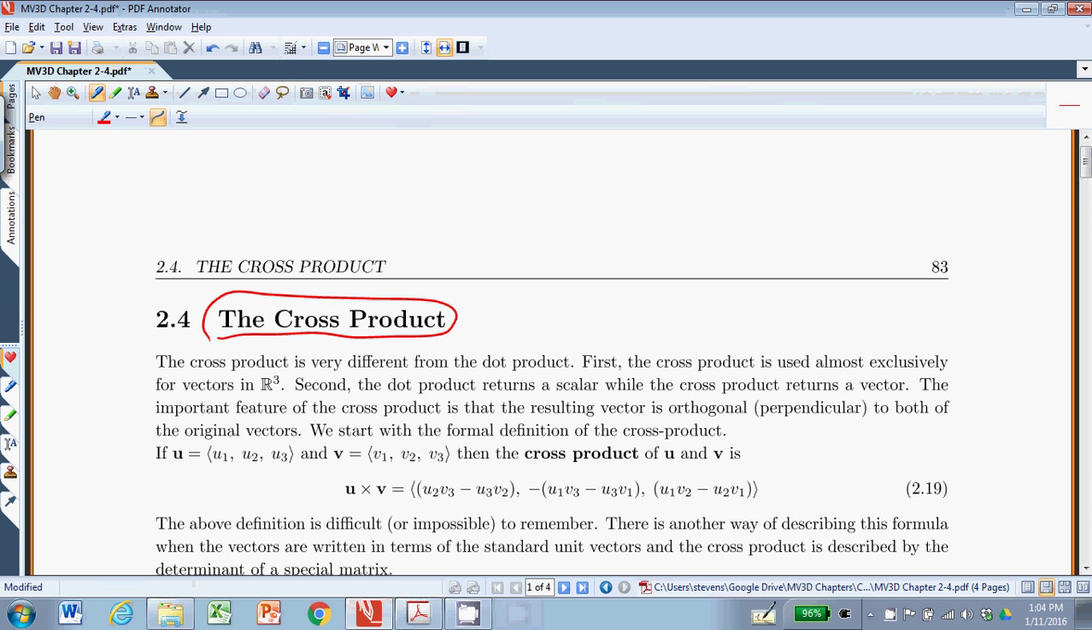If you recall, in Chapter 2.3, we did the dot product, a fantastic operation, allowed us to do a lot of trig without any trig. The cross product isn't quite as handy, but it has some useful purposes and properties that are certainly worth knowing. So let's get started. I'm going to switch this into full screen mode.